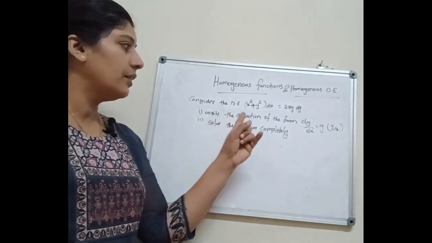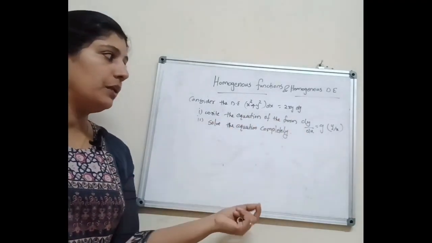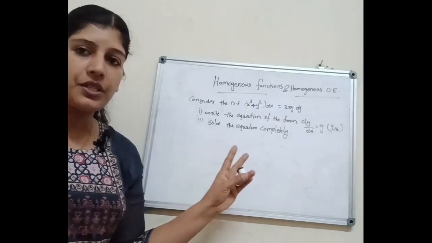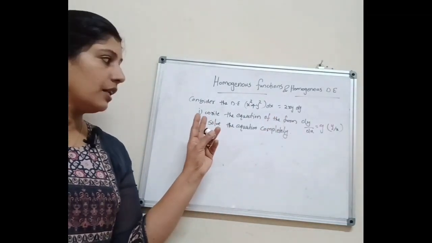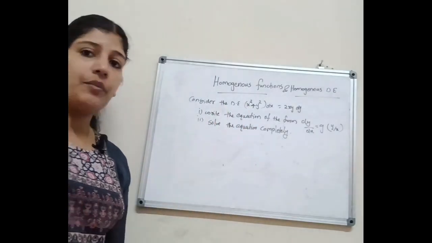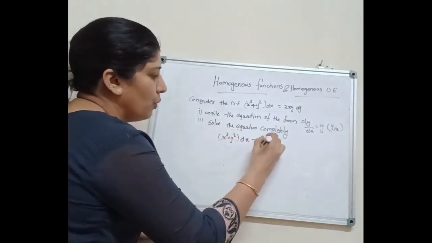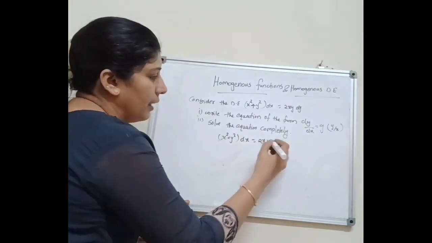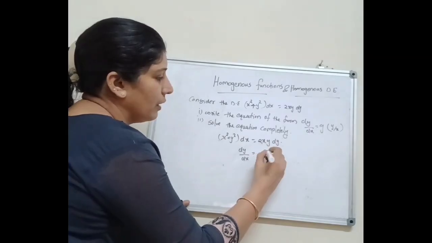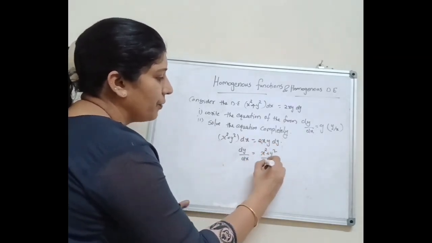Answer the question: solve the differential equation x square plus y square dx equal to 2xy dy. First, write the equation in the form dy by dx equal to g of y by x. That is, first you have to write it as a homogeneous differential equation. The first part is to write the given differential equation as a homogeneous differential equation. Then the second part is to solve it completely. For the first one, x square plus y square dx equal to 2xy dy. Therefore, we first change it into dy by dx. We can write dy by dx equal to x square plus y square divided by 2xy.